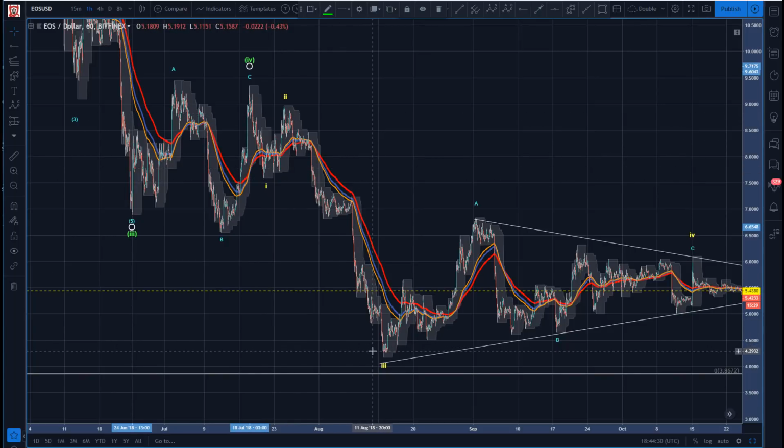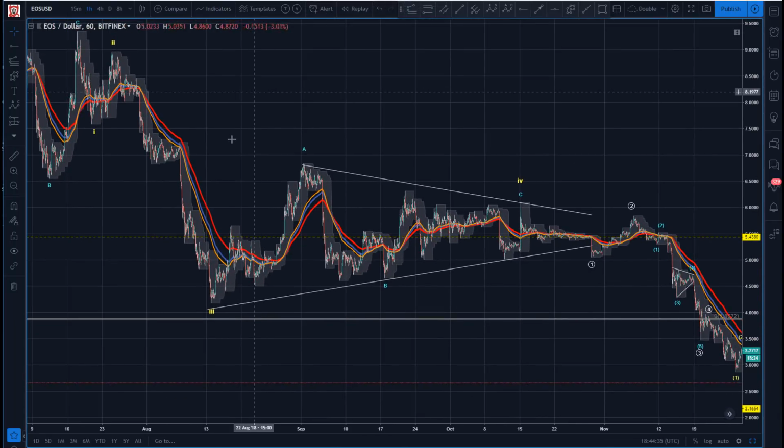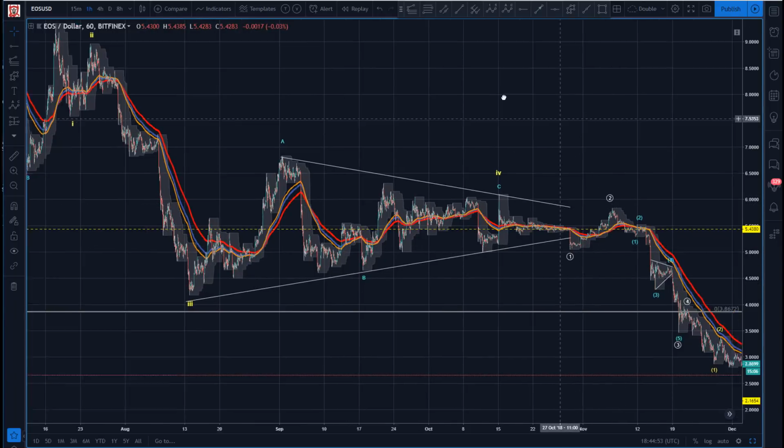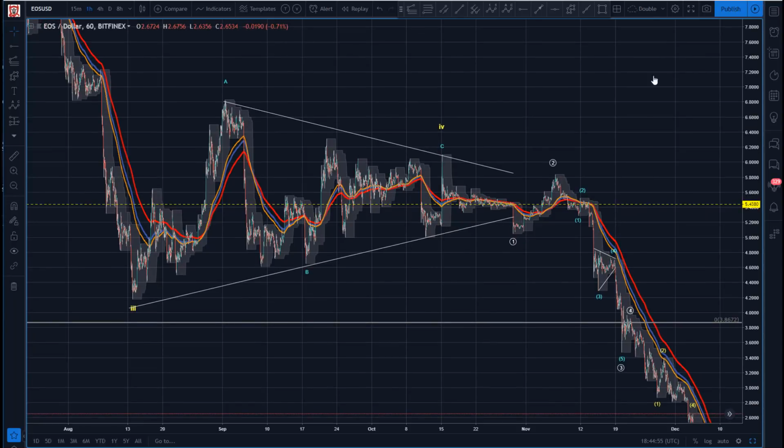Looks like I got a pretty good rip for my 3, ABC. So this could be counted a couple of different ways. It could be ABC, or it could be W, X, Y. Either way, it gets us to a pivot here before we head down. And I don't think it plays here as A, B, C, D, E. I just don't think that lines up as well, in my opinion.